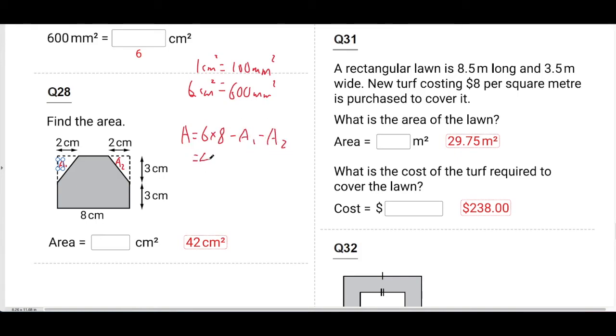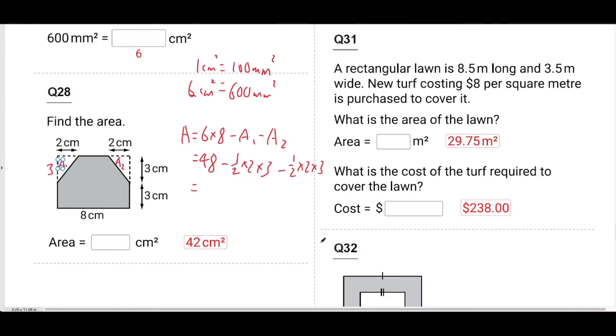So what does this equal to? 48, take away, what's the A1? Oh, A1 is 2 by, well, I assume this is 3. How do you find the area of the triangle? Half times 2 times 3, right? And then you also have to take away this triangle, which is half times 2 times 3. So then if you type it all into a calculator, you should get 42. So basically, to do this, you find the area of the whole rectangle, and you take away the 2 triangles, and you get 42.